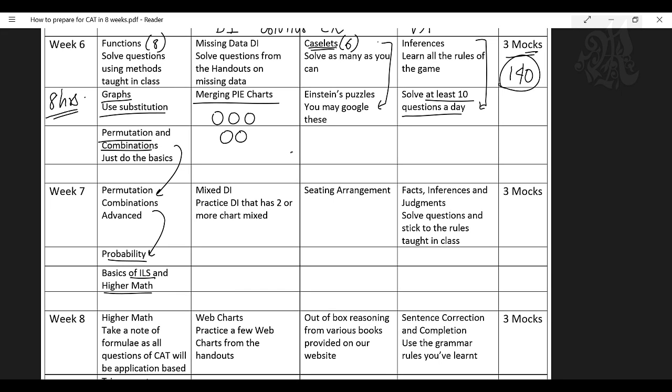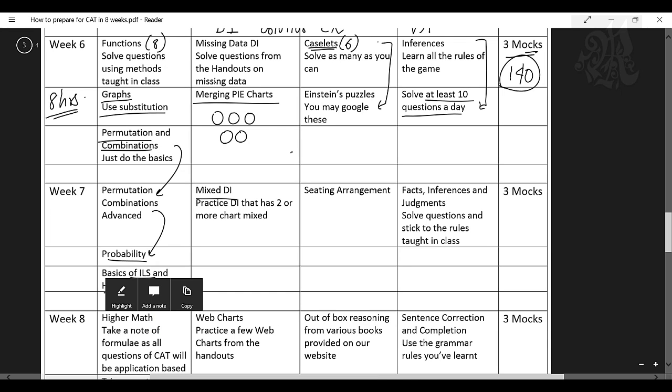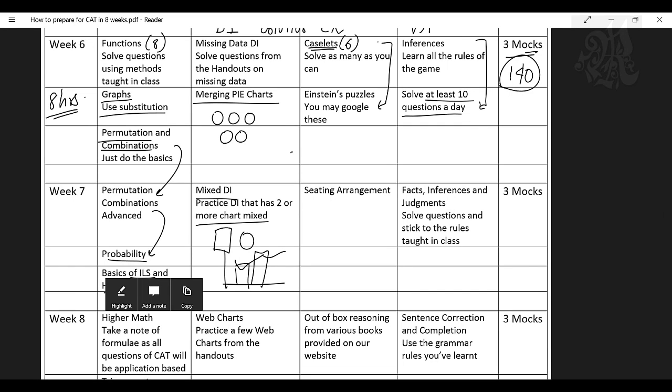When it comes to data interpretation in week 7, do mixed DI and practice DI that has 2 or more mixed charts. You might have seen this kind of DI where you have a table and a pie chart together, or maybe a stacked kind of chart where you have a bar graph stacked with a line graph like this. These kinds of questions you must do in week 7 when it comes to DI.